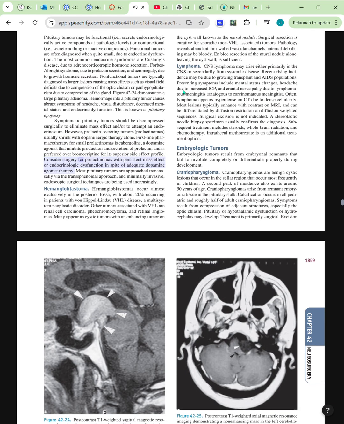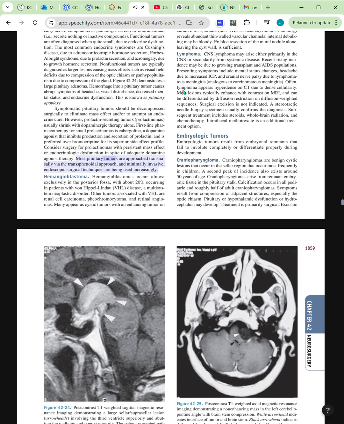Consider surgery for prolactinomas with persistent mass effect or endocrinologic dysfunction in spite of adequate dopamine agonist therapy. Most pituitary tumors are approached transnasally via the transsphenoidal approach, and minimally invasive endoscopic surgical techniques are being used increasingly.